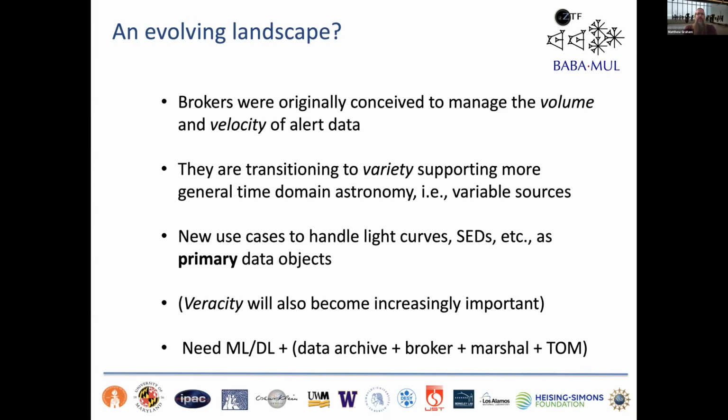We now seem to be transitioning to supporting variety as well, much more, and the systems we're talking about are actually general time domain astronomy things, looking at variable sources, and not just things that have issued a 5 sigma alert. And this means that we've got new use cases in thinking about what we're doing, that we need to handle light curves, SEDs as well, and not just transients. And these are now primary data objects. Veracity, we're not really thinking about yet, but we've had some people talking about provenance and stuff like that. So really what we need now is machine learning, and we also need a generic information management system.